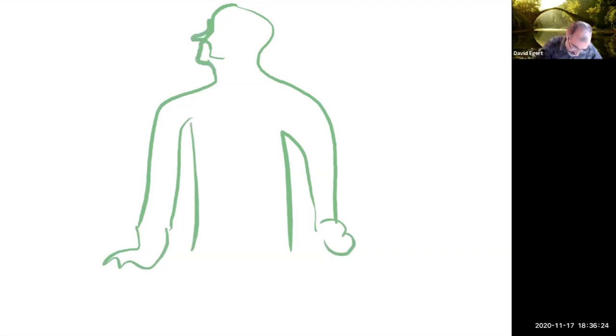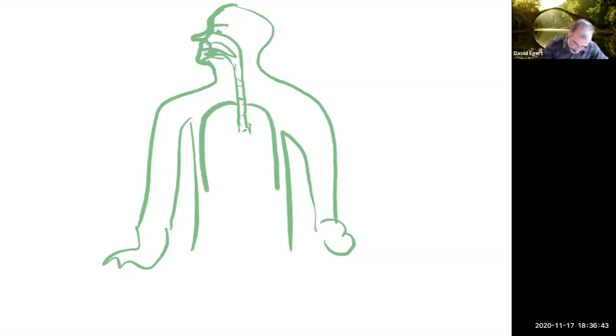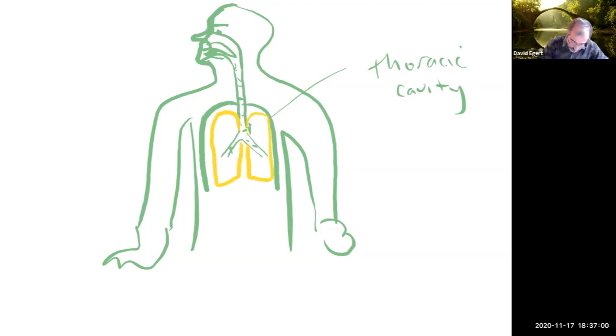I can draw better than this when I'm not stressed and in a rush here. All right, so here we have the trachea coming down, and the lungs are obviously in the thoracic cavity. Put the lungs in here. I'm going to make the lungs more simple. They have multiple lobes, but I'm just going to make them look like two things here.